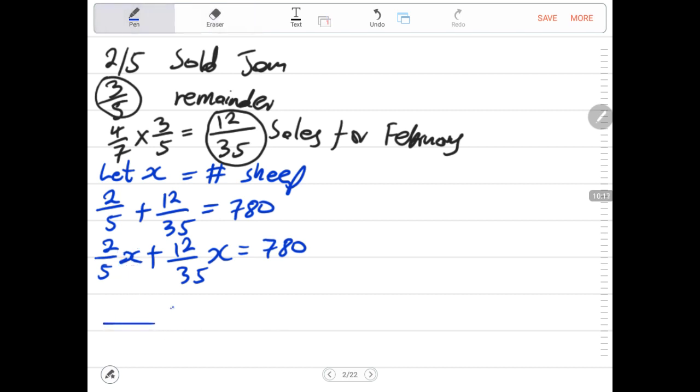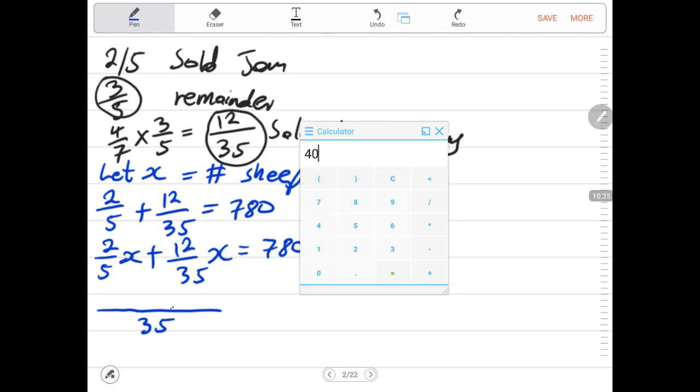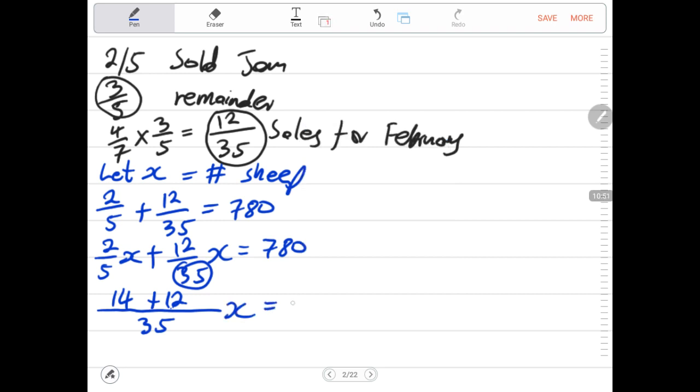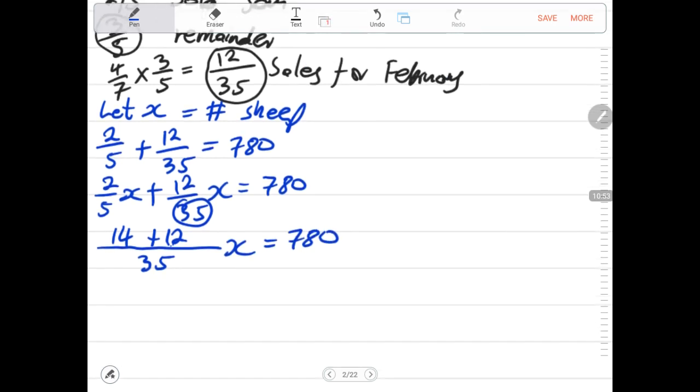So now we look for the lowest common denominator, and 35 will be the lowest common multiple. Why that? Because 5 goes into 5 once and leaves no remainder, and 5 goes into 35 with no remainder. 35 divided by 5 is 7, and 7 times 2 gives us 14. 35 goes into 35 once, 1 times 12 gives us 12. We say plus 12x, and this is equal to 780.